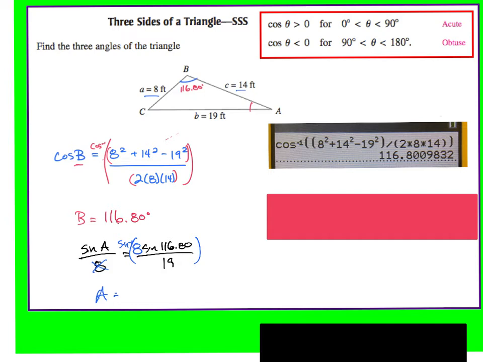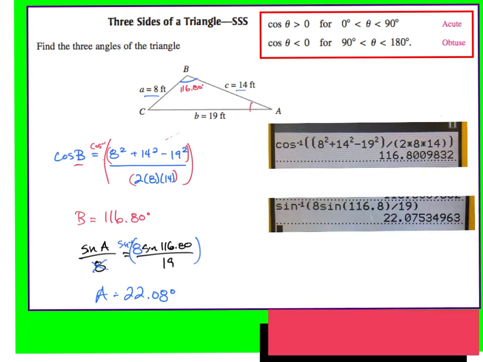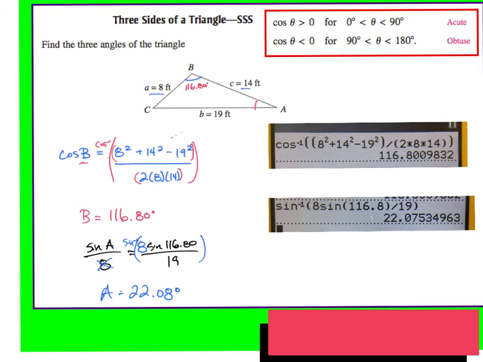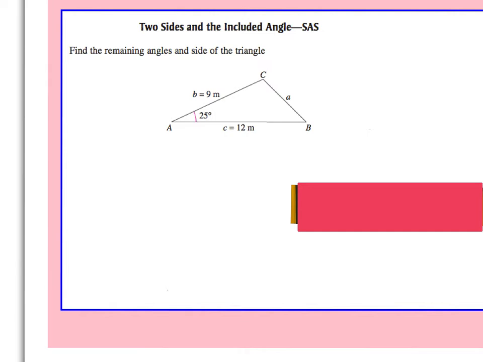I got 22.08 degrees. Now, one thing that I want to show you is what you get if you use law of cosines to solve for angle A. Oh, this is law of sines. All right, so we end up with that. Now, once we have that angle, what do we get to use? We subtract them from 180. So once we subtract them from 180, we end up with angle C is equal to 41.12 degrees. Very nice.